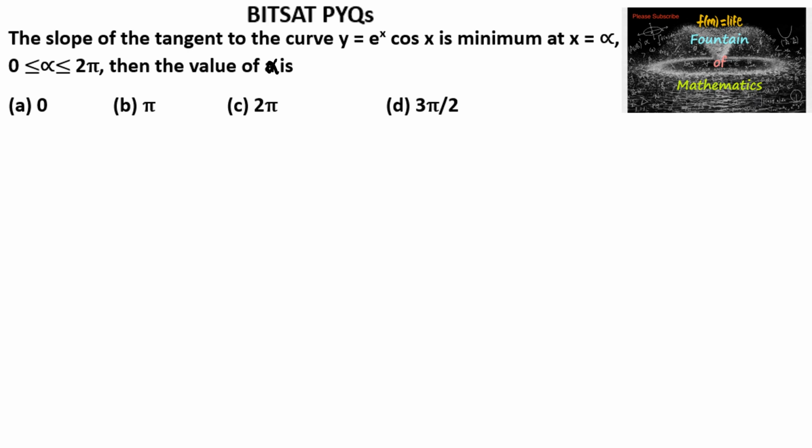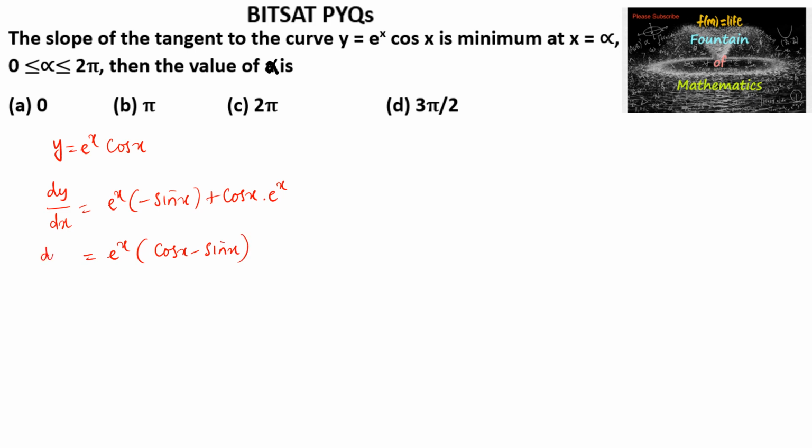So given the curve equation y is equal to e power x into cos x, its slope can be taken as dy by dx is equal to e power x into minus sin x plus cos x into e power x. So that is e power x taken common, cos x minus sin x, and here we need to find the slope of the tangent to be minimum.